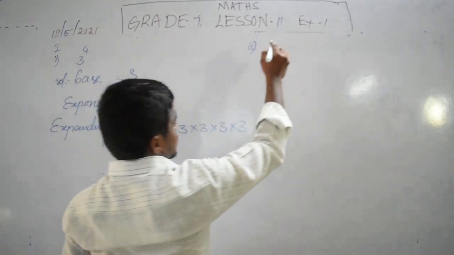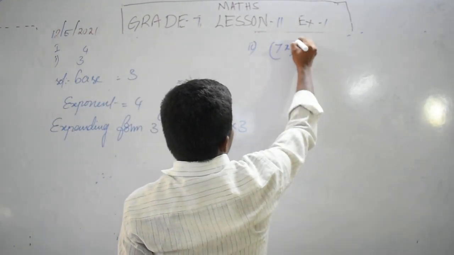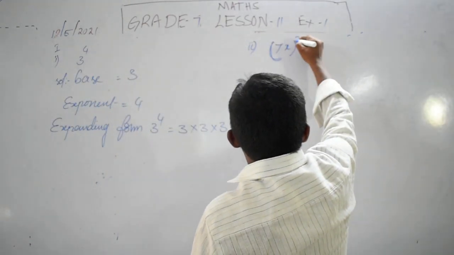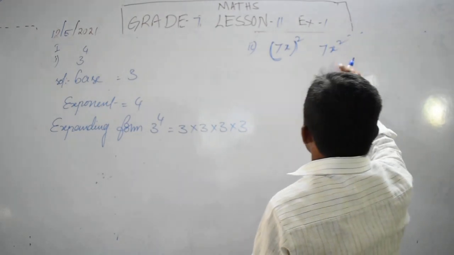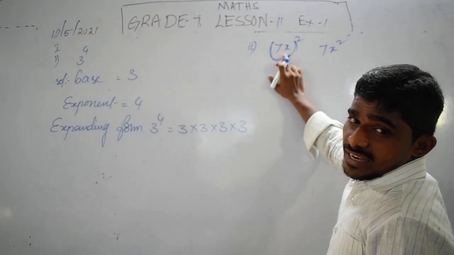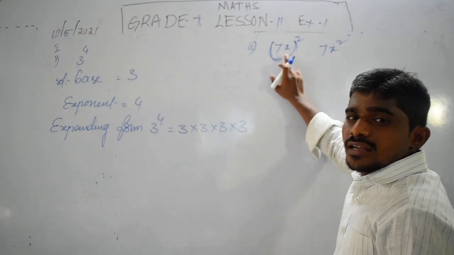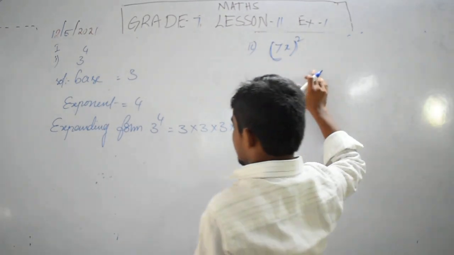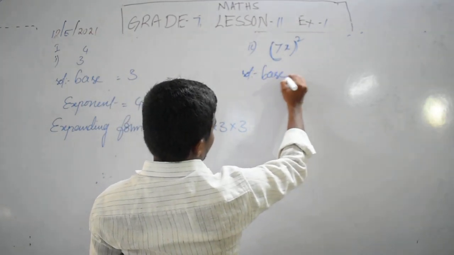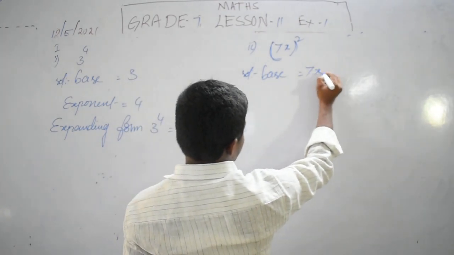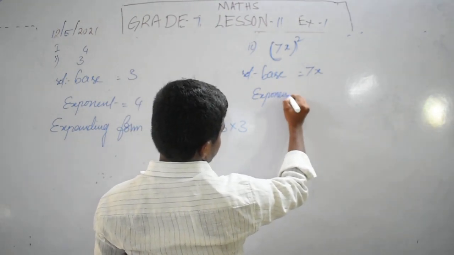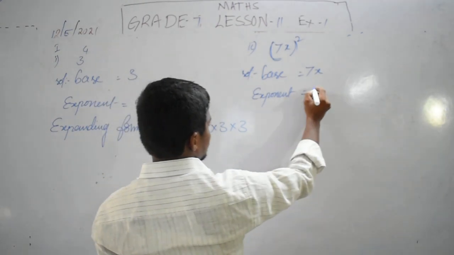Next, 7x square. 7x whole square. This is called whole. Now see, 7x square means 7 and x square. But 7x whole square means 7 square and x square. Here see, base is which one? 7x. Exponent which one? 2.